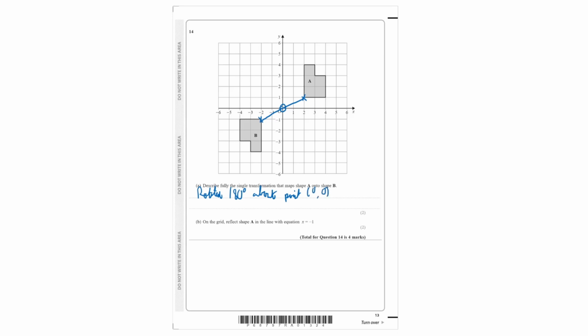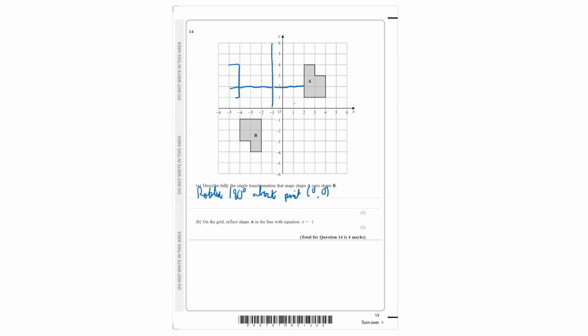On the grid, reflect shape A in the line with equation x is equal to -1. So first we have to find -1 on the x-axis and draw a perpendicular line. Since it's reflected, we can imagine this as a mirror. It is 3 blocks from the mirror, so that means inside the mirror it'll also be 3 blocks in. But it'll maintain its height.